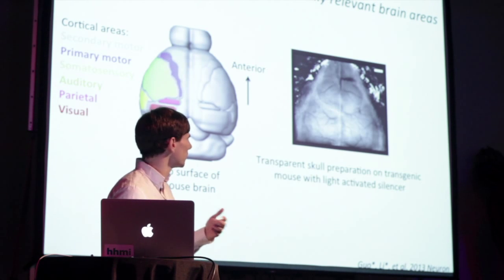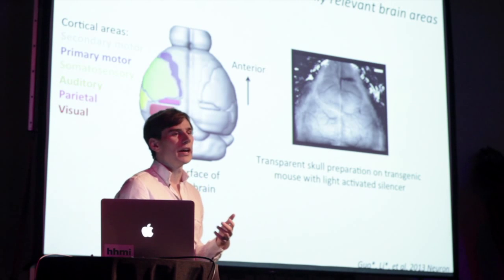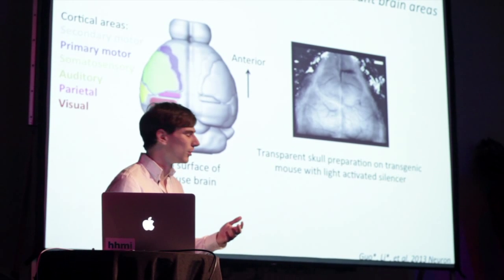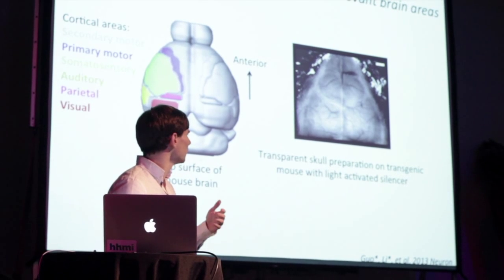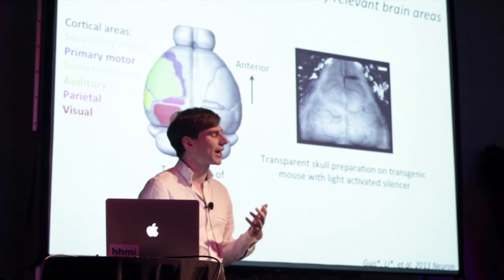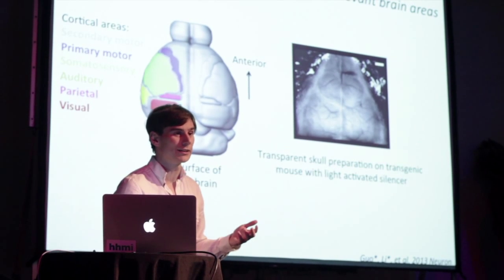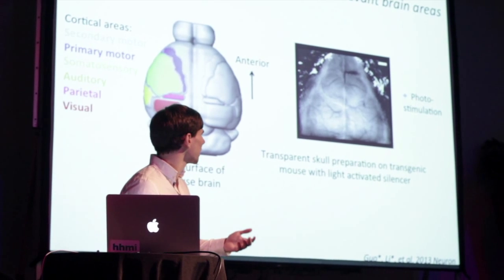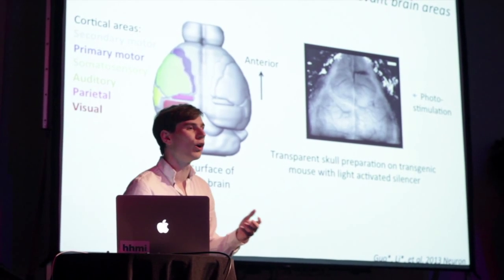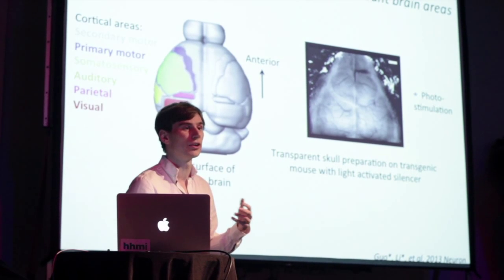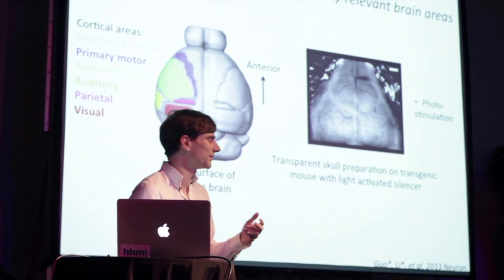And what we can do now is we can make a transparent skull preparation on the animal. And then we can do this in animals which have inside their brain a light-activated silencer, so that when we shine light with a laser onto a different part of his brain, we can silence the neural activity, we can shut off the neural activity in that part of the brain.